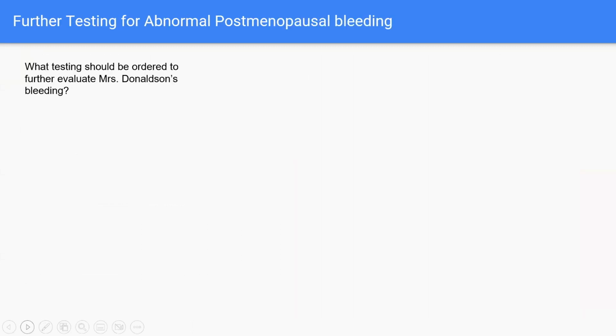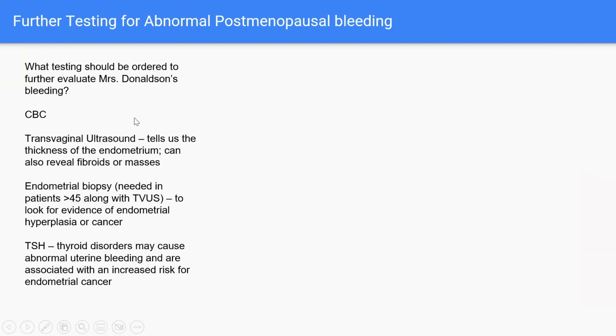Okay. So we've already kind of beat the bullet here, but what testing should be ordered to evaluate her bleeding? We talked about the transvaginal ultrasound, which we will do, and the endometrial biopsy. We can also do a couple more tests. Because hypothyroidism has been associated with endometrial cancer and she has hypothyroidism, you might as well check a TSH to see if she's adequately suppressed with her levothyroxine, just because that test is really cheap to order. And then a CBC just to see what her blood counts are.